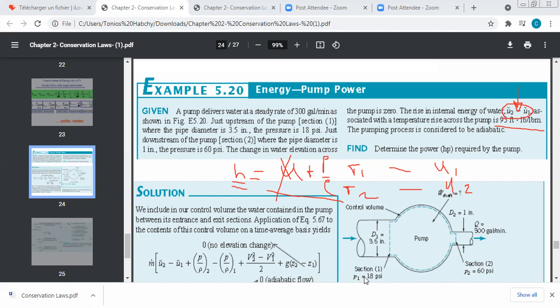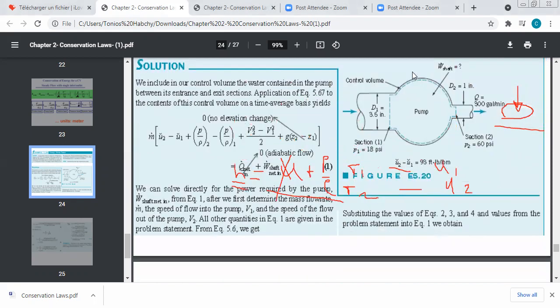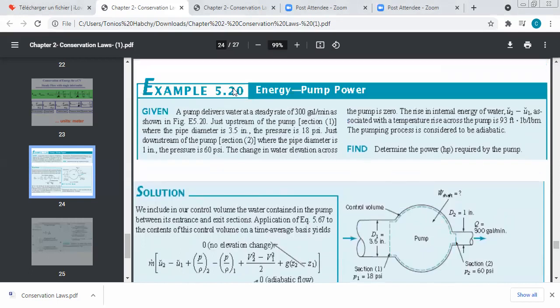Let us see how. I will start first by writing the general energy equation, which is the following. First, it's a steady application, because whenever they gave you a steady rate, they told you that it is a steady state. Since I have a steady state application, the transient term will cancel out, and I only have one inlet, one outlet.